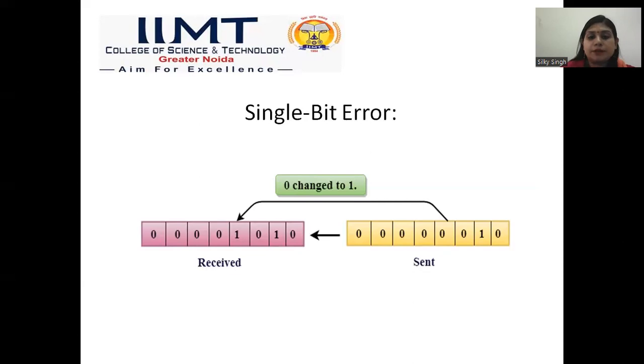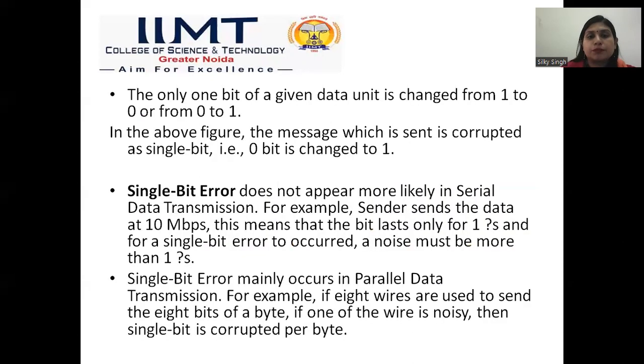In single bit error, only one bit of a given data unit is changed from 1 to 0 or from 0 to 1. In our figure, the message sent is corrupted in a single bit, that is, a 0 bit is changed to 1. Single bit errors are not likely to appear in serial data transmission.